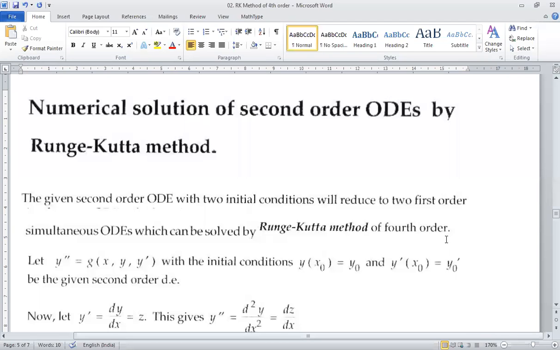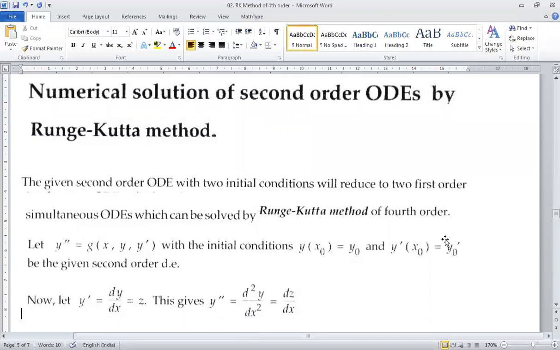Dear students, in today's class, we'll discuss the numerical solution of second order ordinary differential equation by Runge-Kutta method. So let's get started. First, the given second order differential equation with two initial conditions will be reduced to two first order simultaneous ordinary differential equations, which we will be solving by Runge-Kutta method of fourth order. So let's see how this method works.